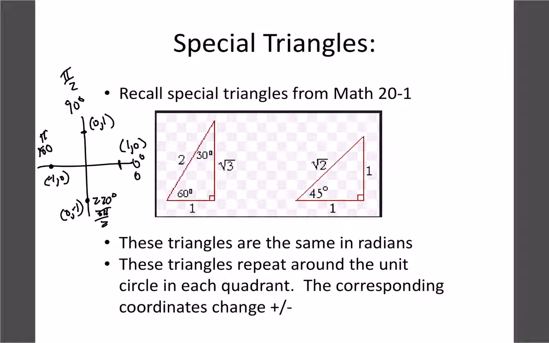So what we want to do is, for Math 20-1, we basically had three special triangles. We had a 30-degree triangle, a 60, and a 45. So we memorized those three, and that helped us figure out certain sides of the triangle. So in Math 20, we used 1, 2, and root 3 for the 30 and 60 triangle. We used 1, 1, and root 2 for our 45-degree triangle. And then from there, we just used the CAST rule to help us figure out positives and negatives.